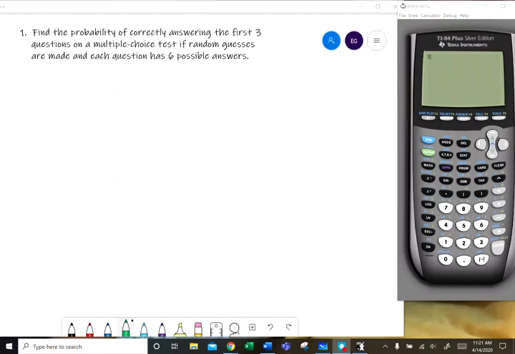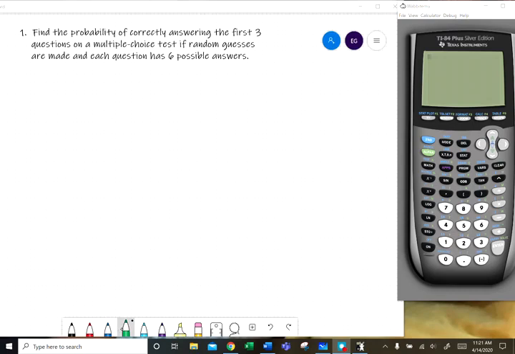Okay, find the probability of correctly answering the first three questions on a multiple choice test if random guesses are made and each question has 6 possible answers. Okay, well, we're going to calculate the probability, but step one is to read the problem and interpret what approach to take, or what rule of probability to use.